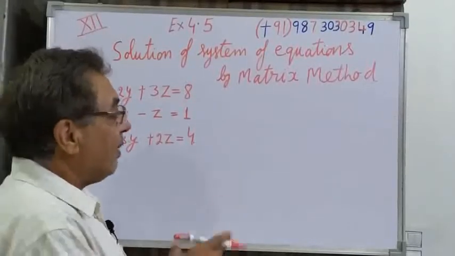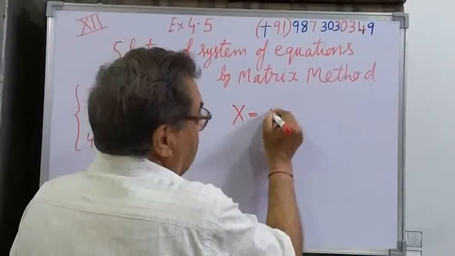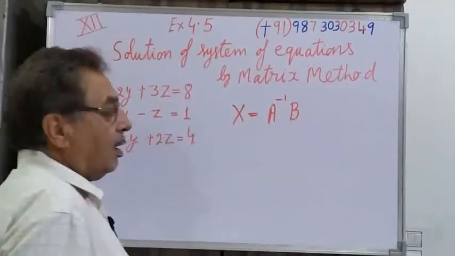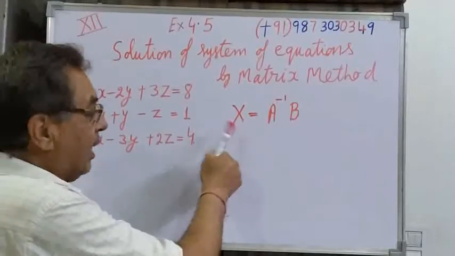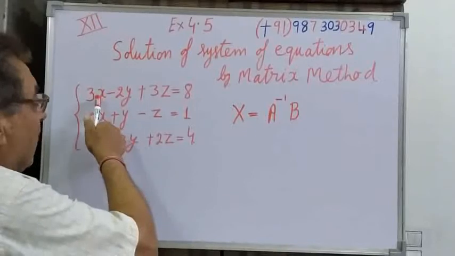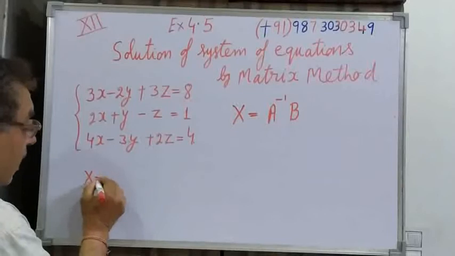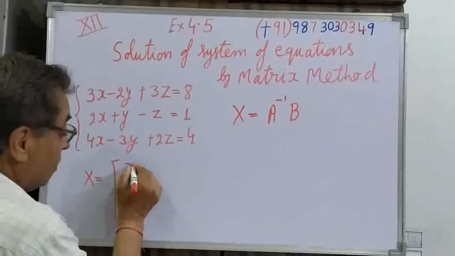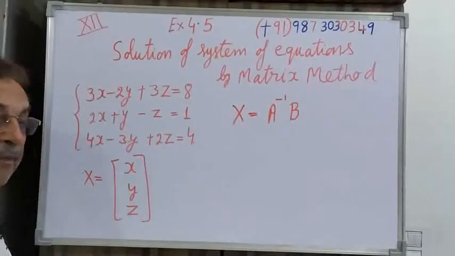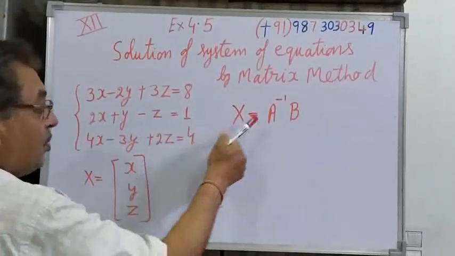The basic concept is this one, that is, X matrix is equal to A inverse into B. Now this is X. What is X? X is a matrix comprising the variables x, y, z whose values are to be found out.